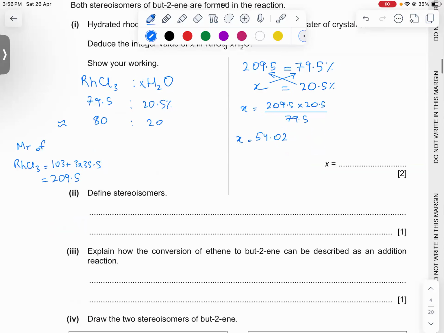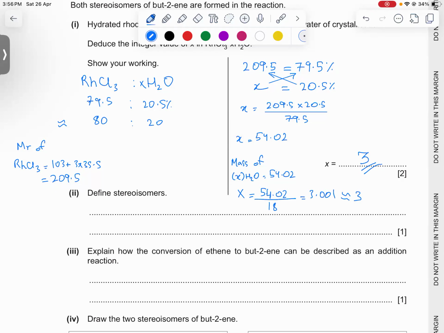So we can say that the mass of xH2O is 54.02. So the value of x is 54.02 divided by the Mr of water, which is 18. This divided by 18, we get 3.001, which is equal to 3. So the value of x in this situation is 3.